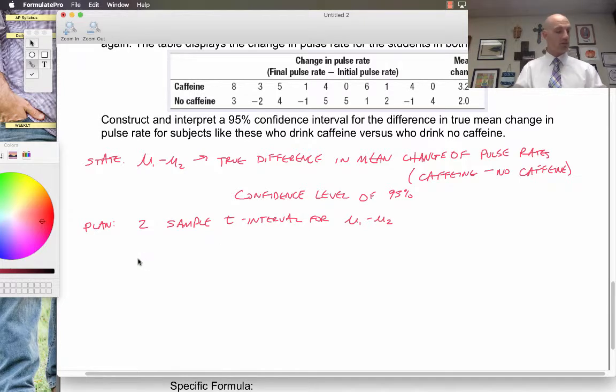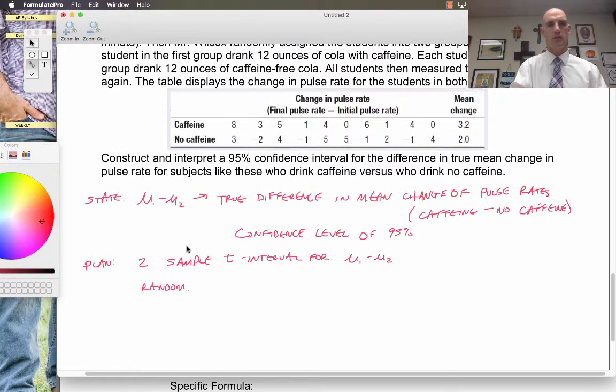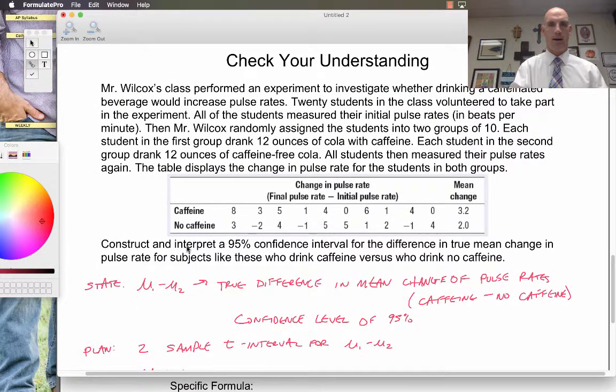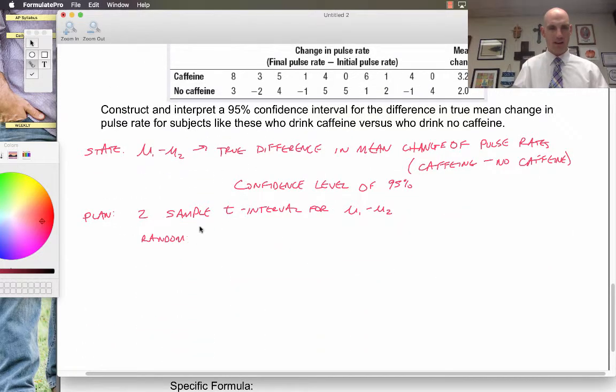Let's check our conditions, right? So when we're planning this out, we're going to check our conditions. So random. Let's check it out. Are they randomly assigned? Oop, here we go. Randomly assigned. I knew it was in there. Yes. Okay, so they are randomly assigned.